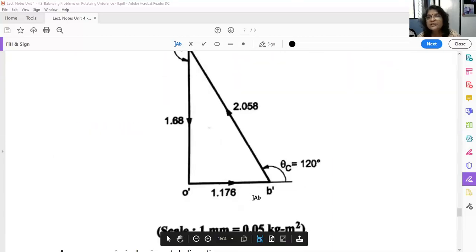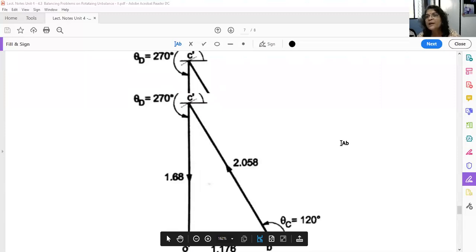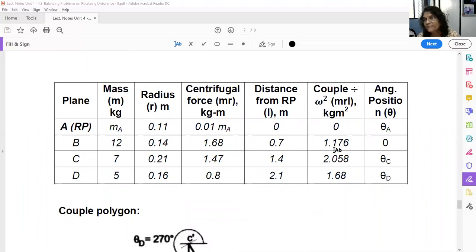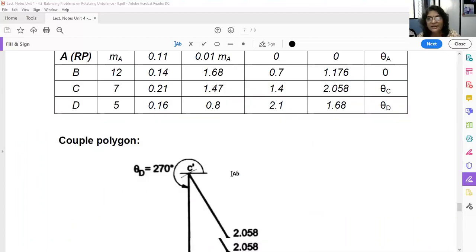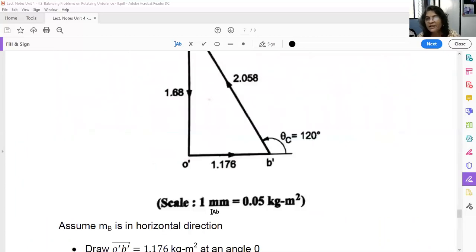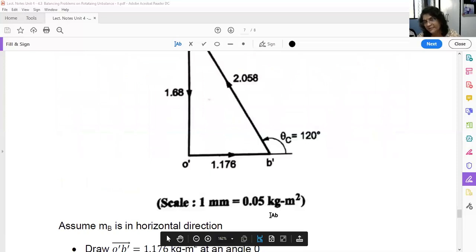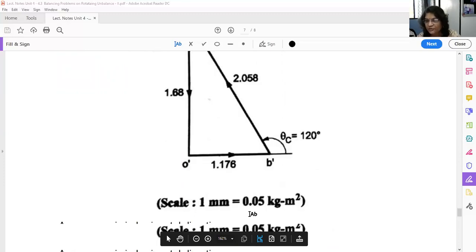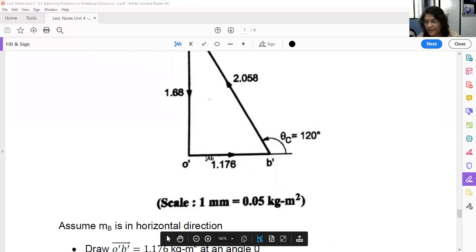Let us draw this first component of the couple, for which you know the magnitude and the direction. At 0 degree, 1.176 kg meter square. Take a suitable scale. So the scale is taken as 1 mm equal to 0.05 kg meter square. Take the first pole O dash. Then from O dash, draw a vector A dash B dash of magnitude 1.176 divided by 0.05. This will give you the length in mm. Okay, now you are here.